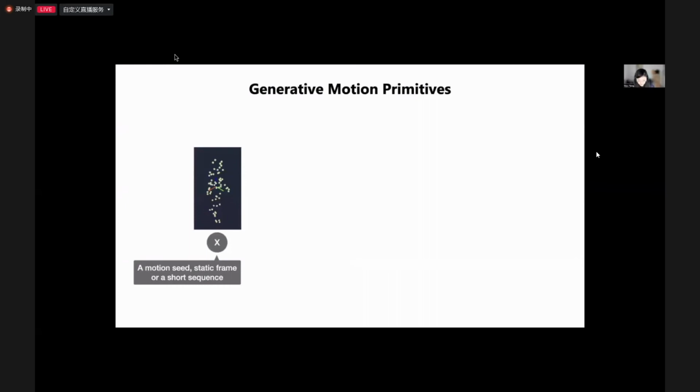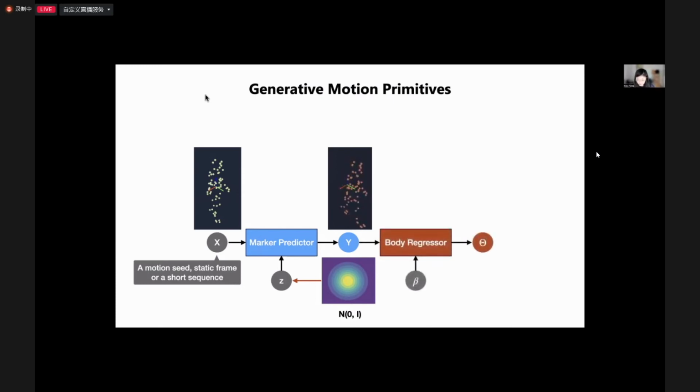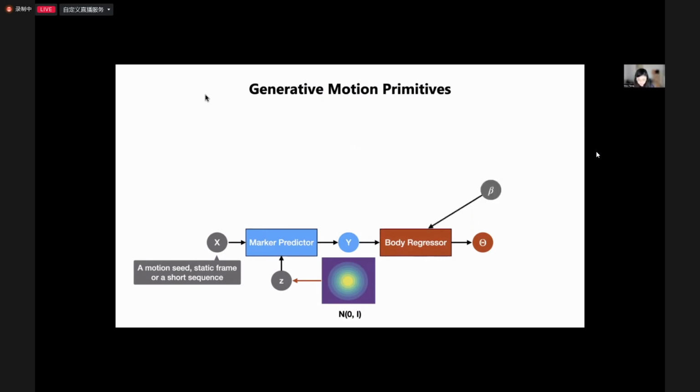To be a bit more concrete, given a motion seed, it could be the marker locations in the first frame or in the first two frames, our model first predicts marker locations in the very near future, with uncertainty. We use a conditional variational autoencoder that introduces a latent variable sampled from a normal distribution. By doing this, we can introduce this uncertainty and generate diverse motions. And then the body regressor recovers the 3D bodies to fit the predicted markers. The body regressor here is just a stack of residual MLPs.